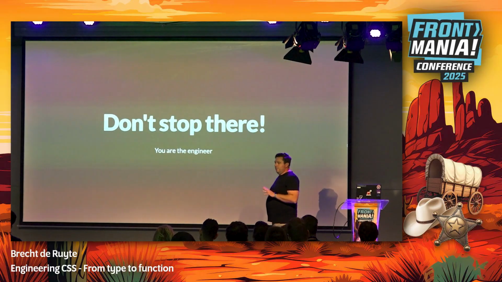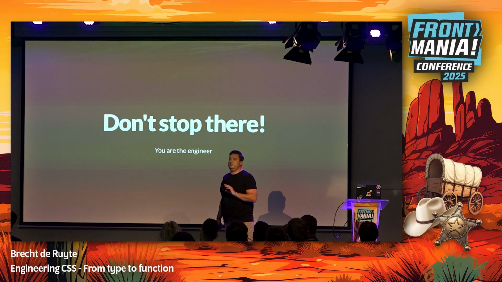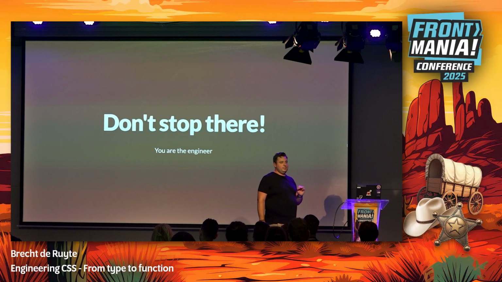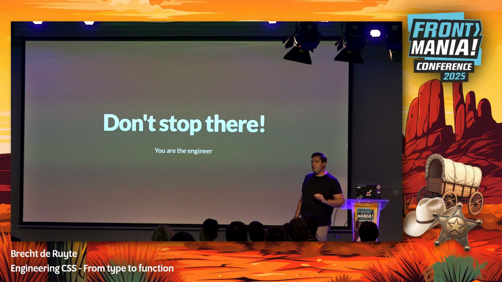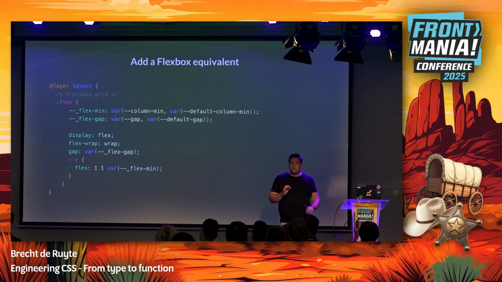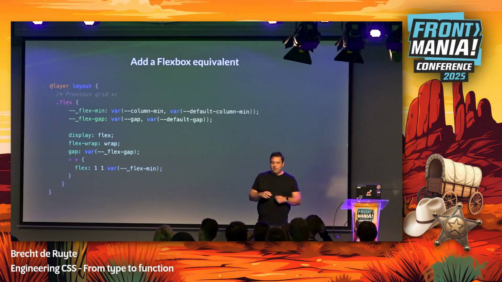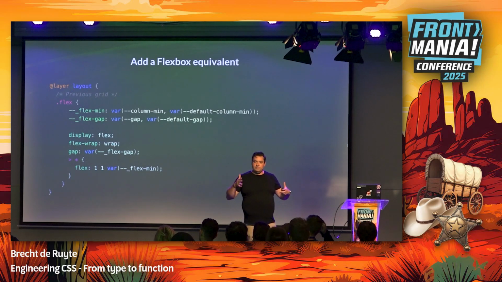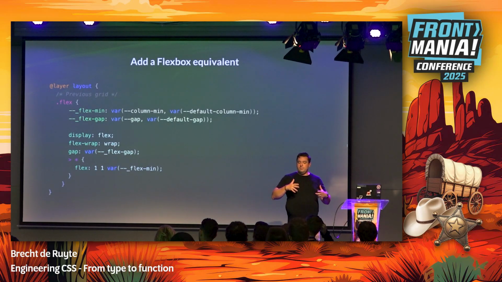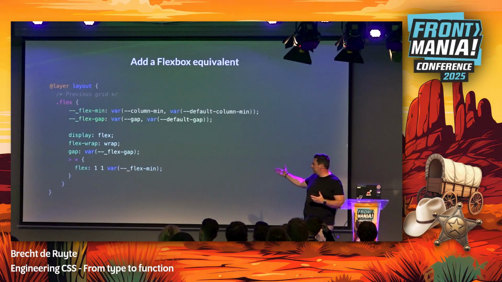But don't stop there. You are the engineer. You can make beautiful things here. Don't let any opportunity pass by. What you could do is create a new class inside of your layout layer, for example, flex. And here I'm doing pretty much the same thing. I'm reading column minimum inside of a flex min variable here, and also falling back to that default system. Doing pretty much the same thing I did before, but in a flexbox manner.